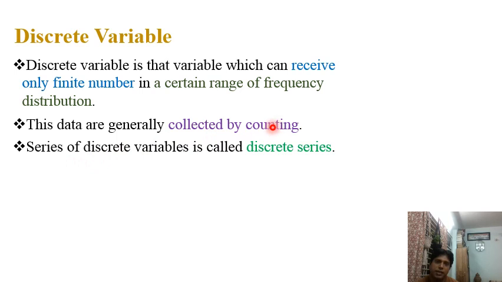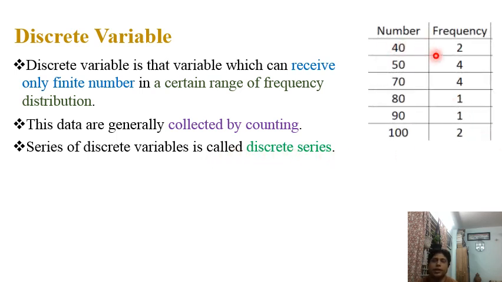When we represent the discrete values, we call this a discrete series of data. Here is a frequency distribution. In this distribution, 40 is repeated 2 times, 50 is repeated 4 times, 70 by 4 times. So these are the frequencies, and if the value is 41 or 40.5, we cannot include it in this table because the variable takes only finite numbers.